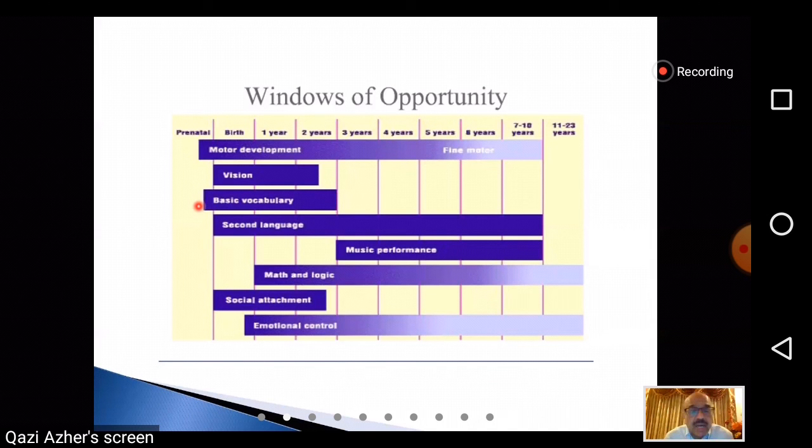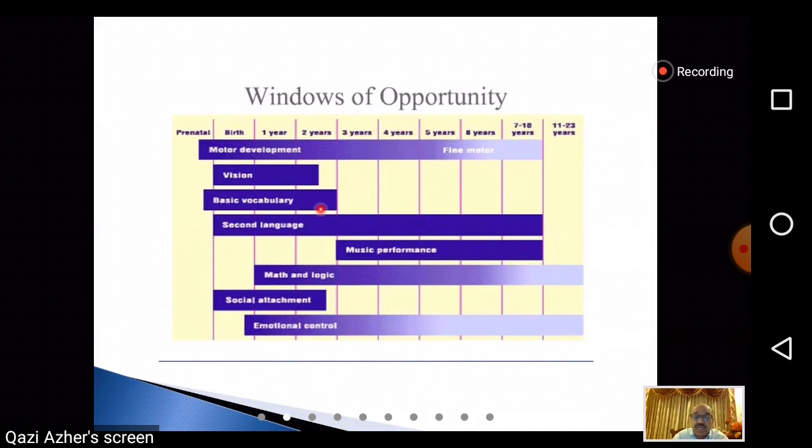Now, another thing, look at this basic vocabulary, and by the time of 2 years, almost this basic vocabulary, the infant or the preschooler already had it. The toddler, basically here it is a toddler, not even a preschooler. See 3 years here. So motor development, vision, basic vocabulary.